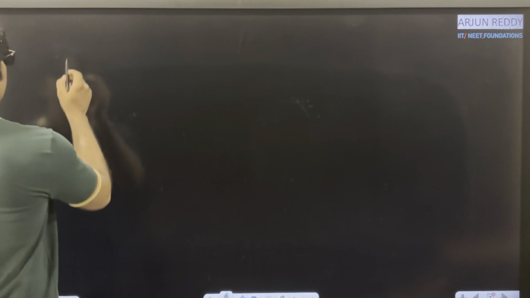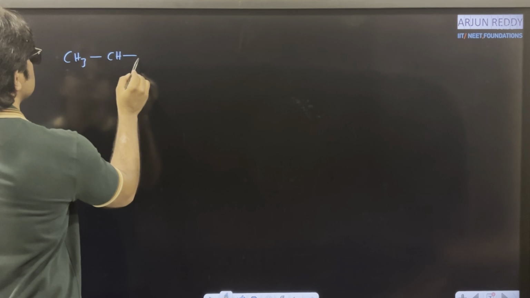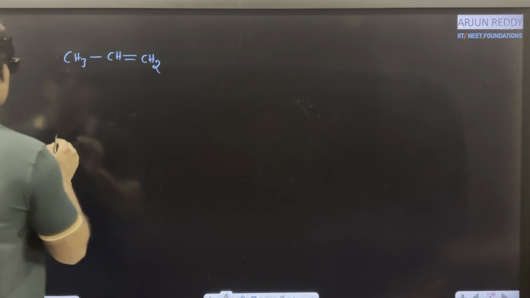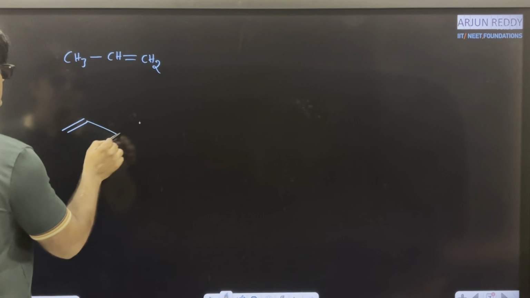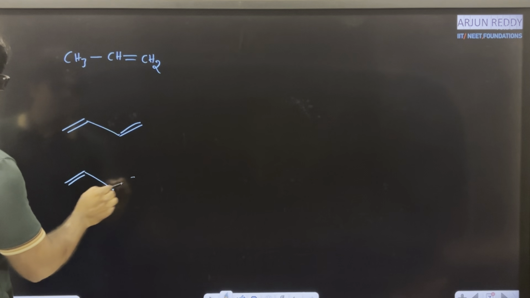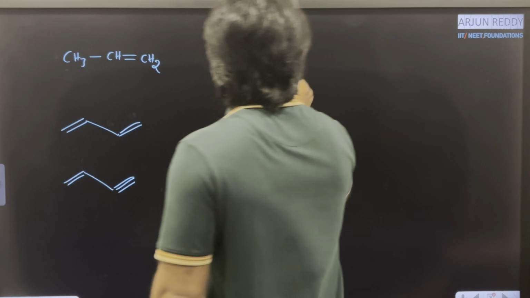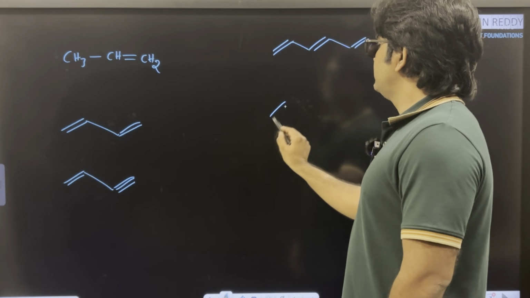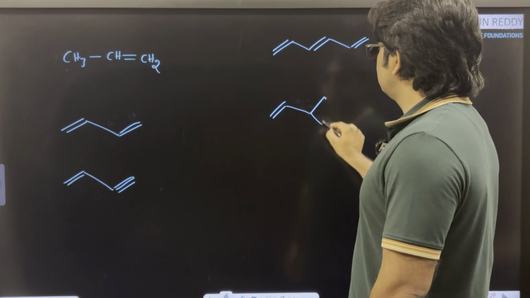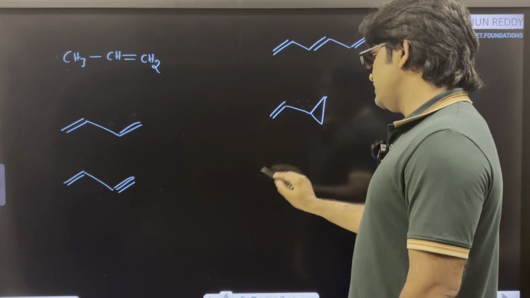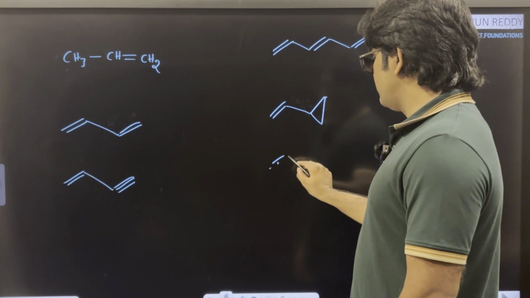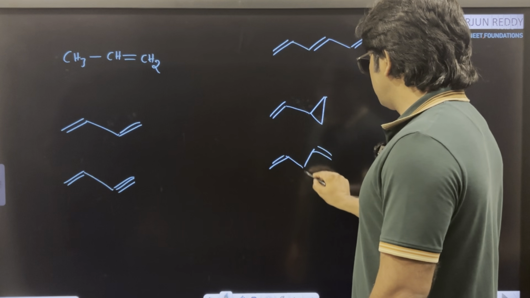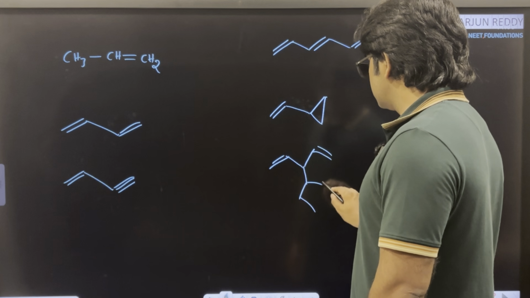For example, a compound is given like this: CH3, CH double bond CH2. Very simple examples I am taking. Next one, this is the given molecule. Here a triple bond is given. Next, here I am taking a double bond, again the same double bond, here a double bond. Next, some ring system is given. Next one, here I am taking a double bond, here also the same double bond, but here some ring system is given like this.